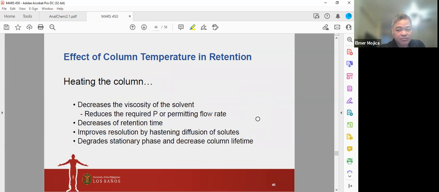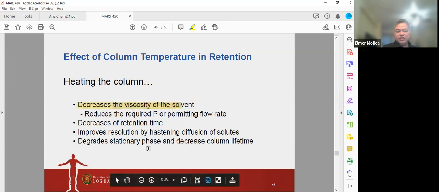Now, if we look at the column, it is usually affected by the temperature. You can heat the column, but unlike in GC where you can go around 200 to 400, you cannot do it in LC at that high temperature. So when you heat the column, usually you have a compartment. In my experience, I was able to heat it until 45 degrees Celsius. When you heat the column, it decreases the viscosity of the solvent, which reduces the required pressure or permits a higher flow rate.